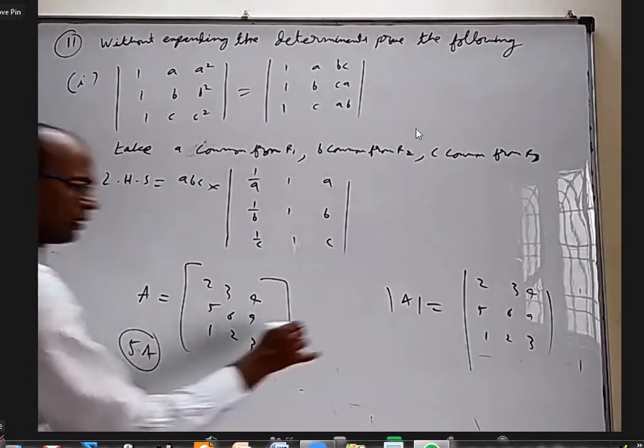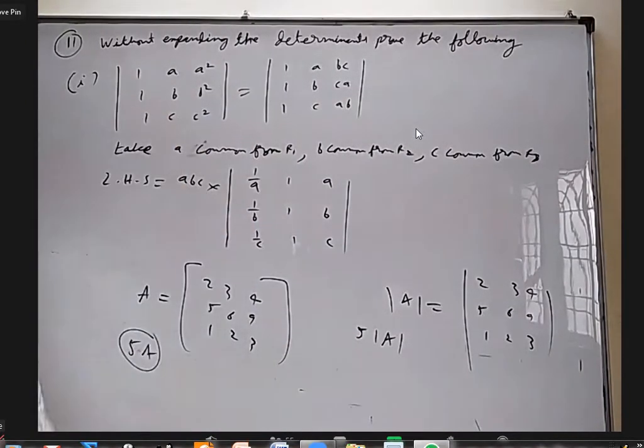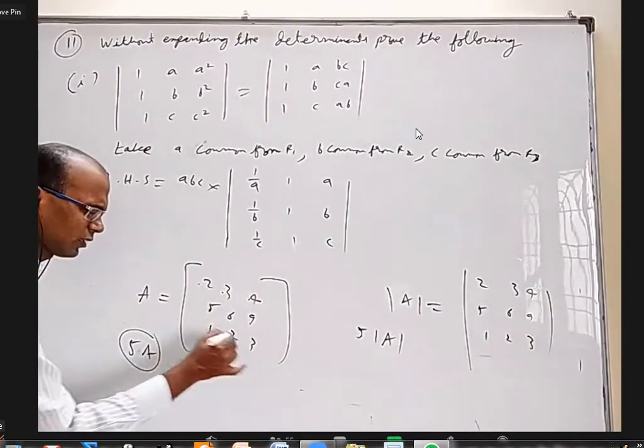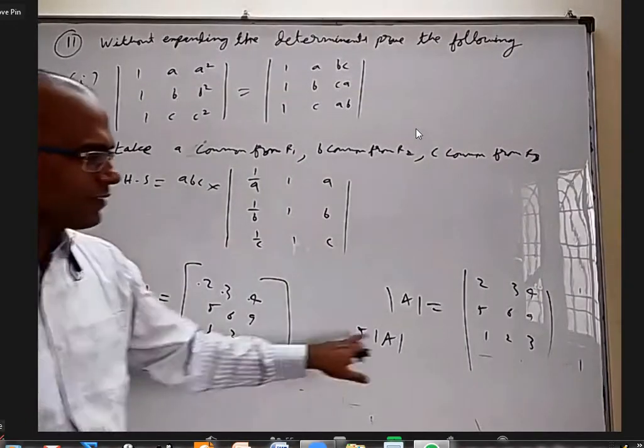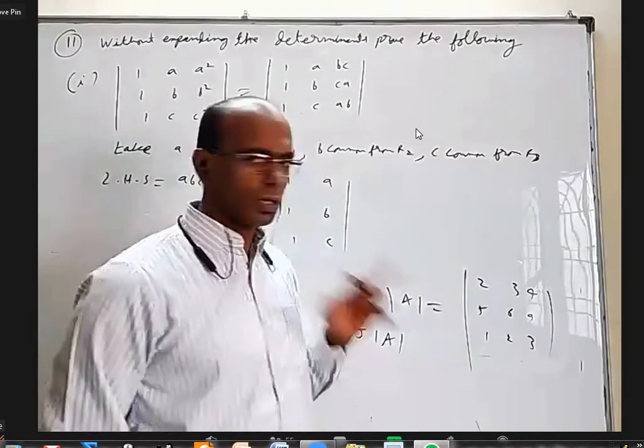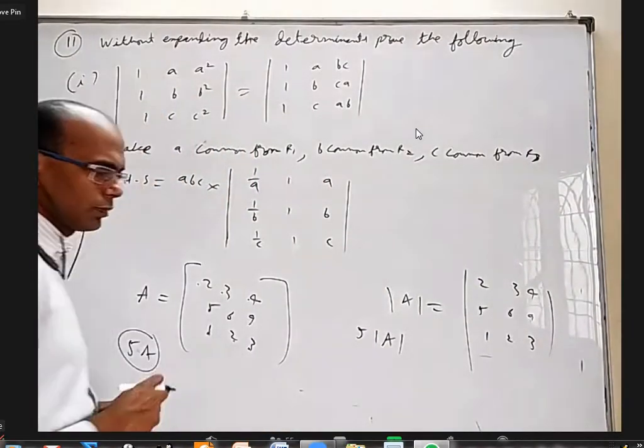5A and 5 times that A. There is a difference. 5A means I have to multiply 5 everywhere, whereas 5 times that A means I can multiply 5 to only the first row, or only the second row, or only one column, or one row only. Oh, okay, sir. Understood.